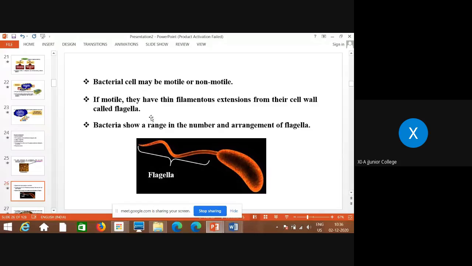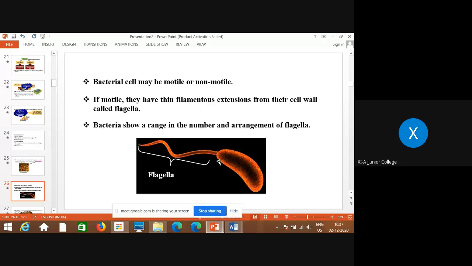So if motile, they have thin filamentous extensions from their cell wall called flagella, and they show a range in number and arrangement. Sometimes the bacterial cell has only one flagellum at one end. Sometimes two flagella are present at opposite ends. Sometimes a group of flagella are present only at one end. Sometimes a tuft of flagella is present at both ends.